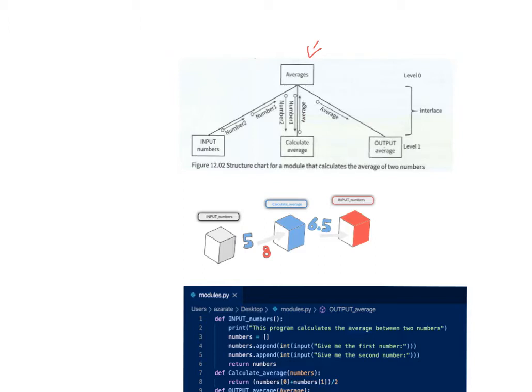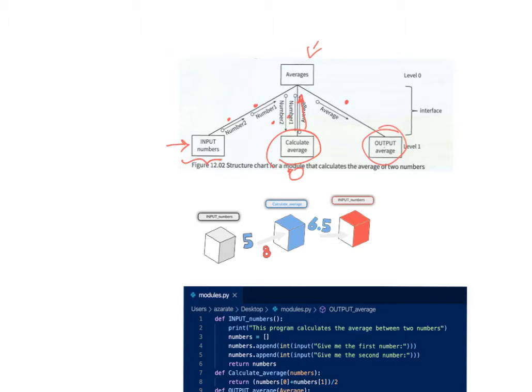So first, we're going to ask the user to enter the numbers. And from that module or that part of the program, we're going to provide to the main program two numbers. Then those two numbers are going to be passed as a parameter to the function calculate average. This calculate average is going to process that information and produce some output, which is going to be the average, and is going to give it back to the main program. And the main program is going to provide that average as a parameter to the output module.